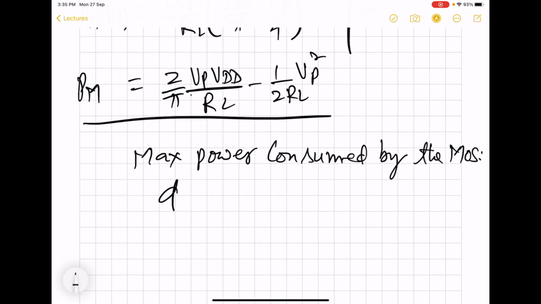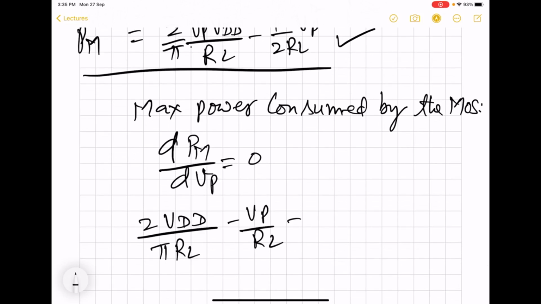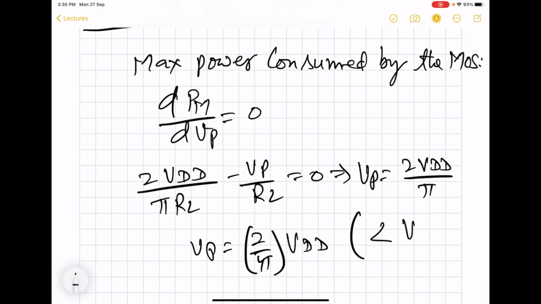So for that, we find out the maximum value of this equation with respect to VP. And this quantity, note down, is equal to 2 by pi, which is less than 1. So this is less than VDD.